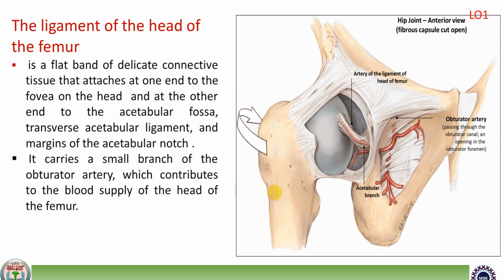This is about the ligament of the head of femur, which usually consists of delicate connective tissue. So its role in stability of the hip joint is minor. It is attached at one end to the fovea capitis, and at the other end to the acetabulum, to the acetabular fossa, to the transverse acetabular ligament, and margins of the acetabular notch. And as I said, it carries a branch of the obturator artery which contributes to the blood supply of the head of femur.